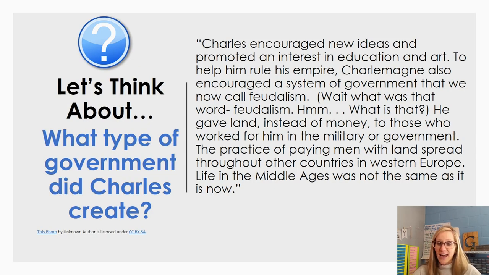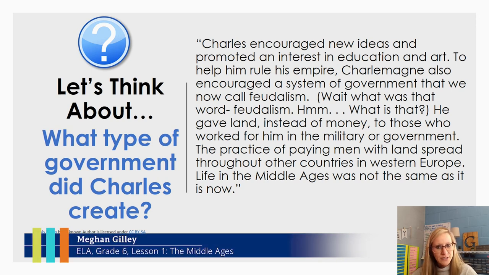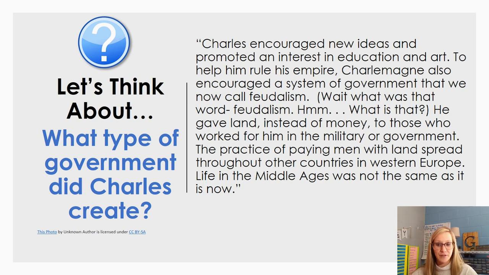Charles, as he started to take power, created a particular kind of government. So think about, what is it that he created? Charles encouraged new ideas and promoted an interest in education and art. To help him rule his empire, Charlemagne also encouraged a system of government that we now call feudalism. What was that word? Feudalism. What is that? He gave land instead of money to those who worked for him in the military or government. The practice of paying men with land spread throughout other countries in Western Europe.